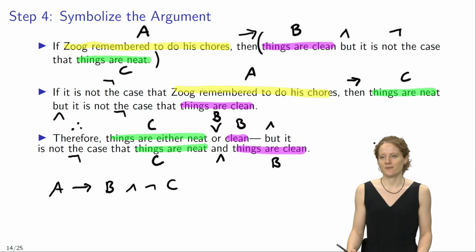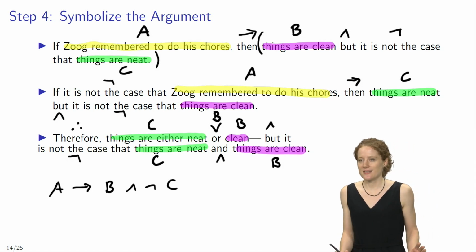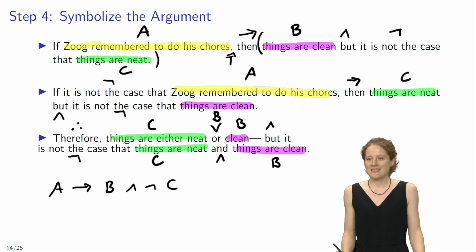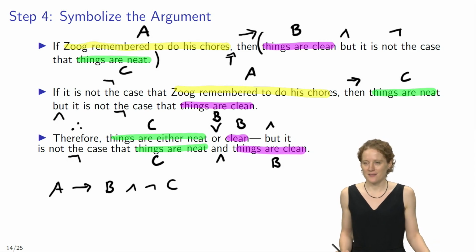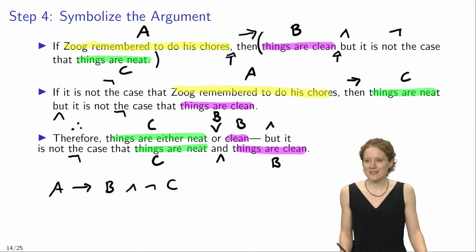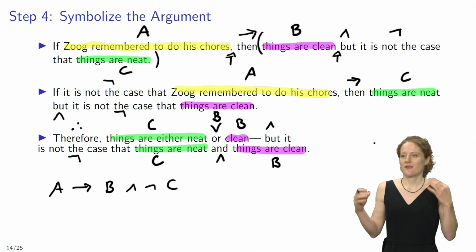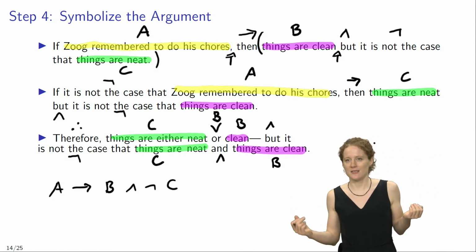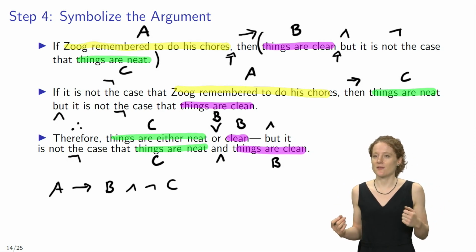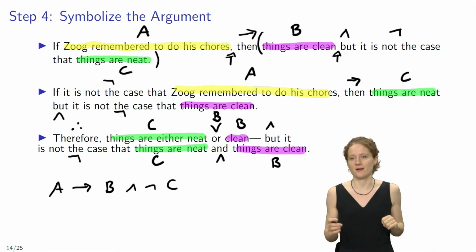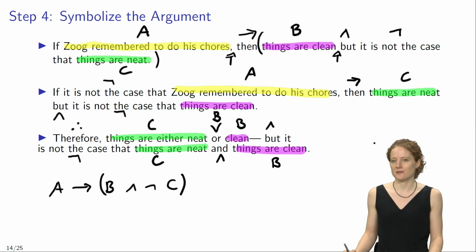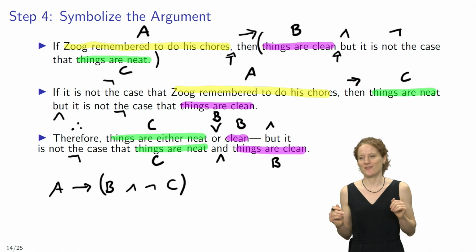Now, what's the right choice here? Well, there is a clear answer to that, and it has to do with this little comma here. We see that there's a comma before the word then, but there's no comma before the word but. And what that tells us is that the whole conjunction, things are clean, but it is not the case that things are neat, that whole conjunction is the consequent of our conditional. And that means that the brackets need to go in the places where they are right now. And so I need to add brackets around this conjunction down here as well. So that's the symbolization of our first premise.